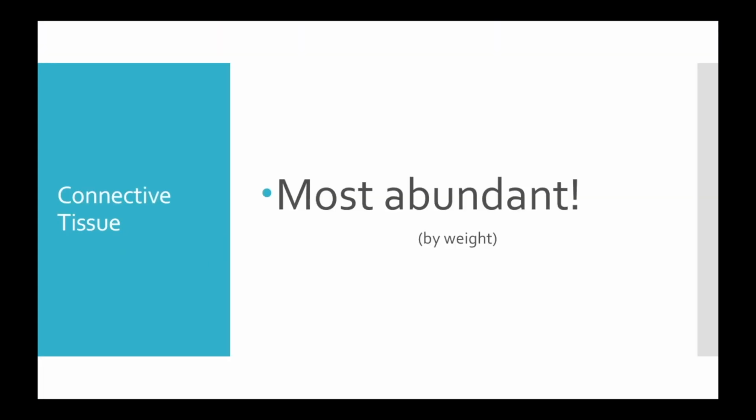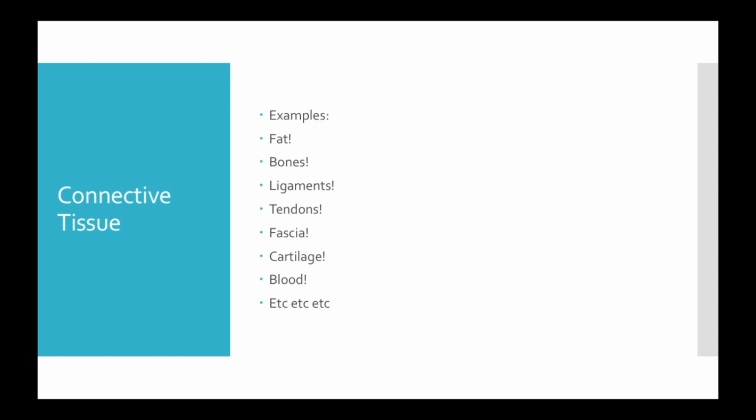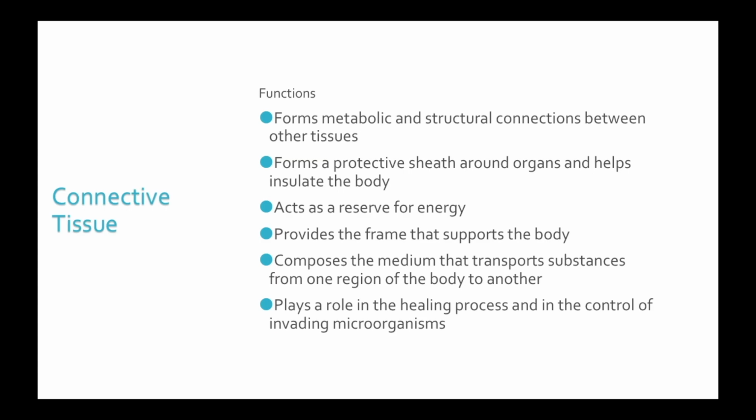Connective tissue is the most abundant tissue in the body according to weight, and examples are fat, bones, ligaments, tendons, fascia, cartilage, blood, etc. So the list goes on and on. The functions of connective tissue are to form metabolic and structural connections between other tissues. It forms a protective sheath around organs and helps insulate the body.